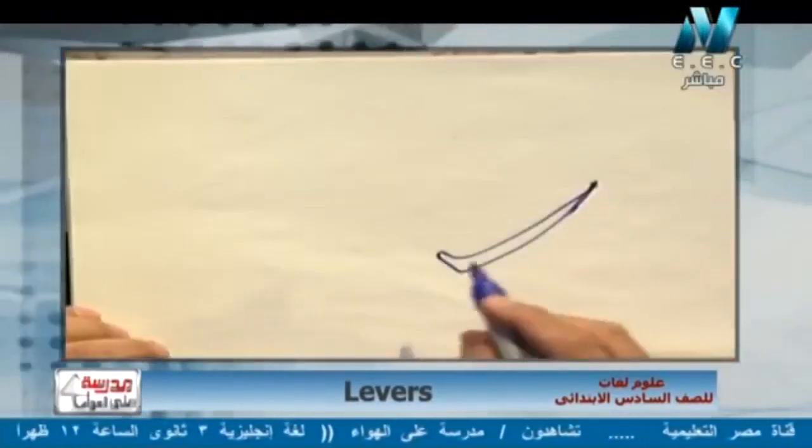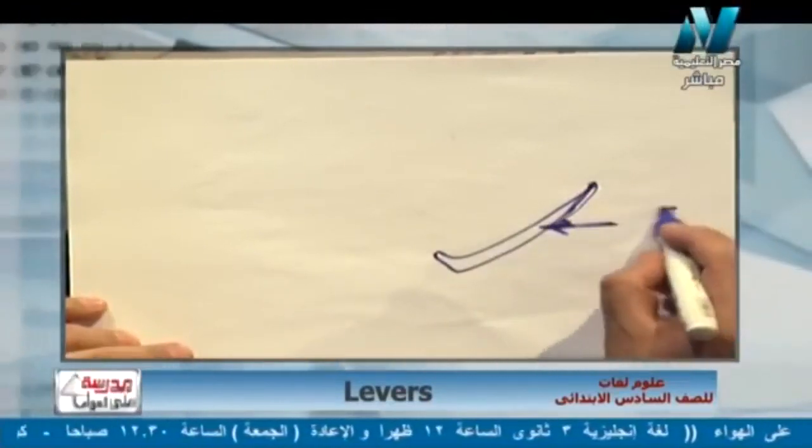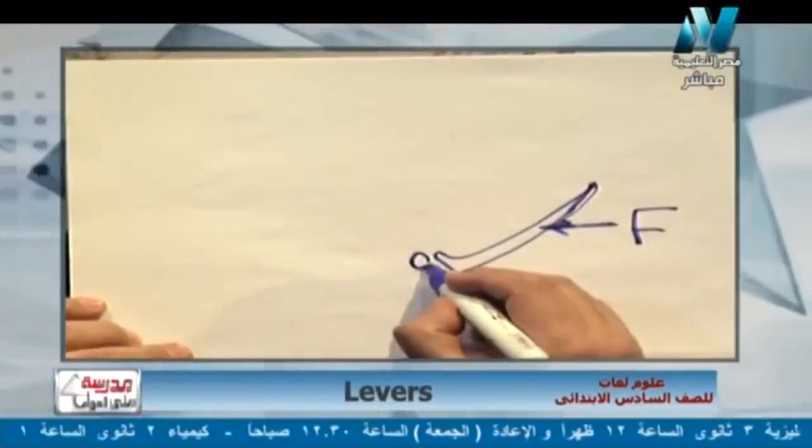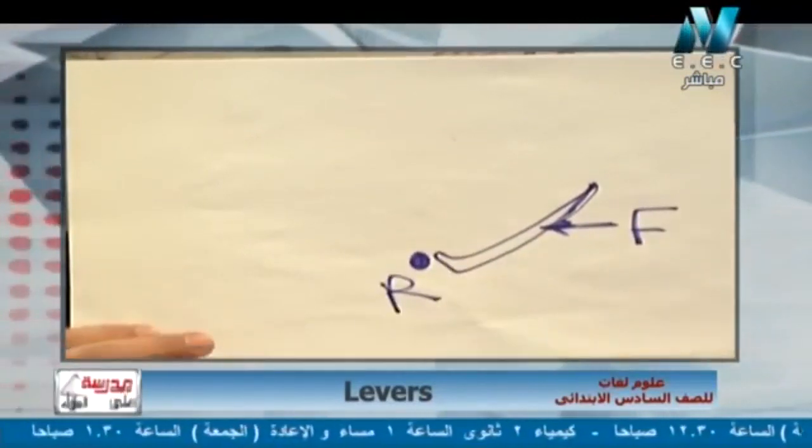Another example, the hockey pad, the hockey stick. Let us draw this hockey pad. Hockey pad is like that. Let's draw it together. I hold this hockey pad from this point, so it will be the effort force. Here is the ball, so it will be the resistance. The ball that I want to push is the resistance.